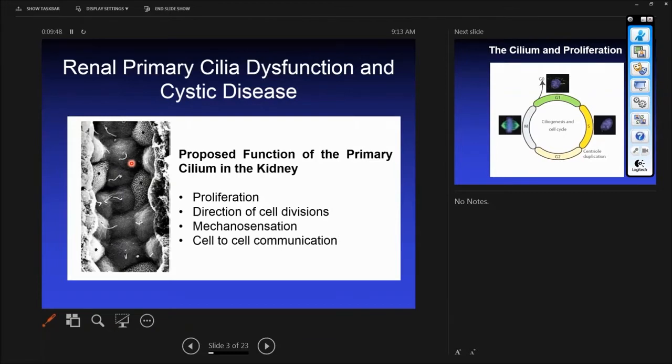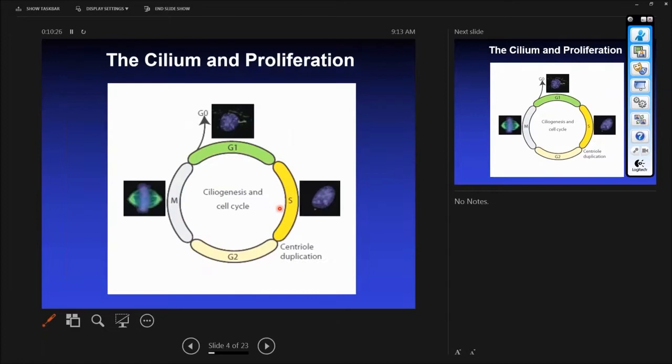There have been several models proposed. One of the main ones has been that cilia somehow play a role in proliferation, in the direction that these cells will divide in, as a mechanosensor. So you can imagine urine going through the tubule here. The cilia would sense something about that fluid movement or composition of that fluid and send a signal. The other one is some aspect of cell-to-cell communication. So these structures may be involved in sensing what this cell is doing here or here. I'll go briefly through these possible roles for the cilia in the next few slides.